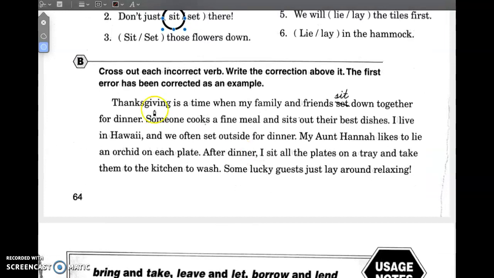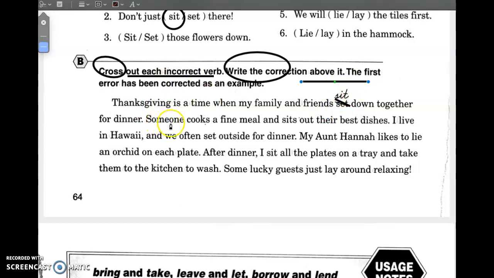In part B, you are told to cross out each incorrect verb and write the correction above it. The first error has been corrected as an example. Thanksgiving is a time when my family and friends sit down together for dinner. The incorrect verb was set. We replaced it with the word sit. Remember, we need to cross out the incorrect verb and then write the correction above it. There are two steps here: you need to cross out and then you need to write.